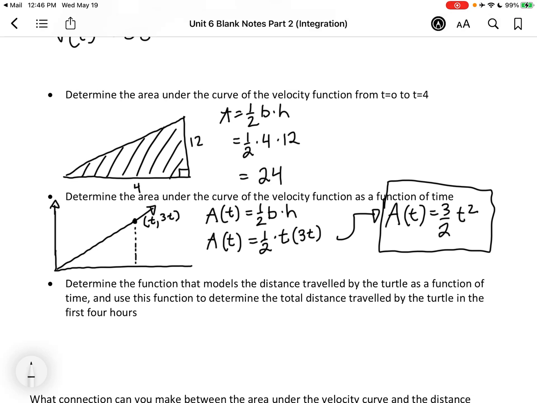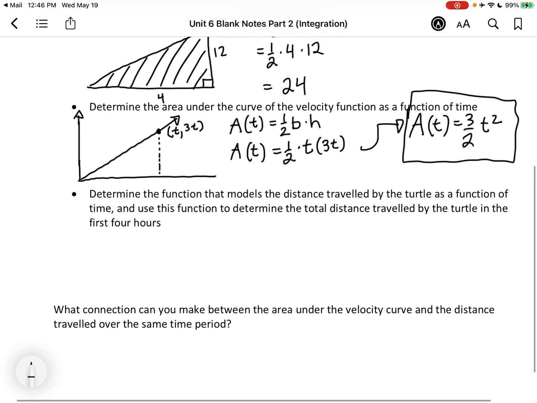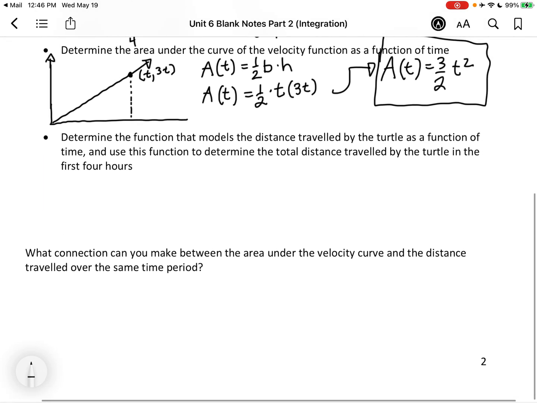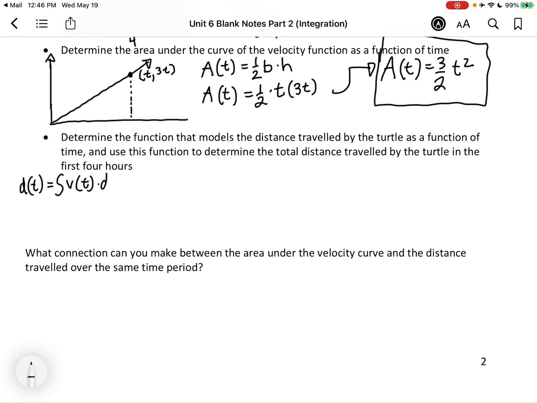Determine the function that models the distance. Okay, now we're getting into distance. Models the distance traveled by the turtle as a function of time, and use this function to determine the total distance traveled by the turtle in the first 4 hours. Okay, well, we know that if we have the velocity and we want the distance, we can integrate velocity because velocity is the derivative of distance. So d of t is the integral of v of t dt, which is the integral of 3t dt.